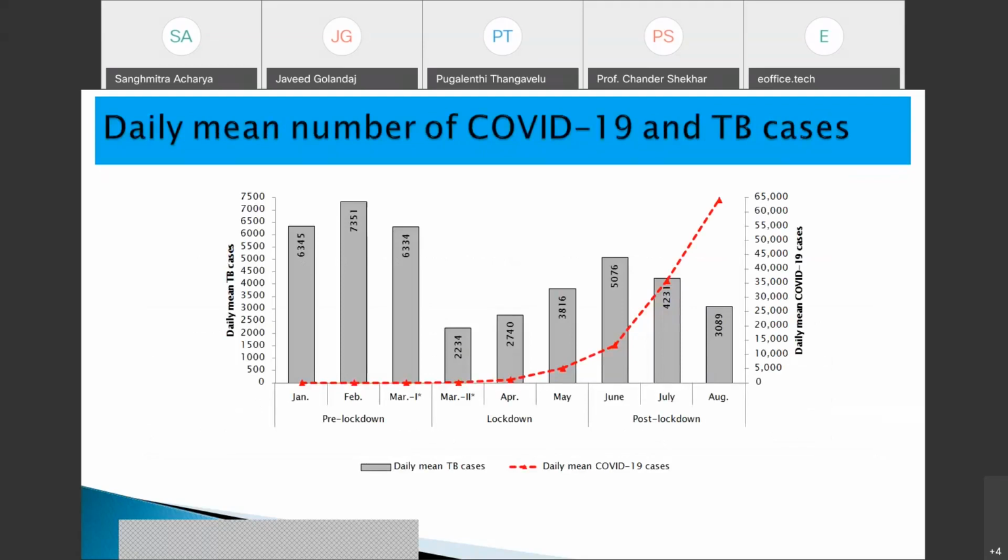This is the daily mean number of COVID-19 and TB cases. Before lockdown, we have made one category for March up to 24th and another for 25 to 30 March, because on 25 March the lockdown was imposed. Before lockdown, we see that 6 to 7,000 TB cases per day were reported in India at the national level. But after lockdown, only around 2 to 3,000 daily cases were reported. And soon after, when lockdown was removed, some improvements were observed, with 5,000 TB cases reported daily in the month of June. And again it decreased to 4,000, and further to 3,000 daily cases in the month of August.